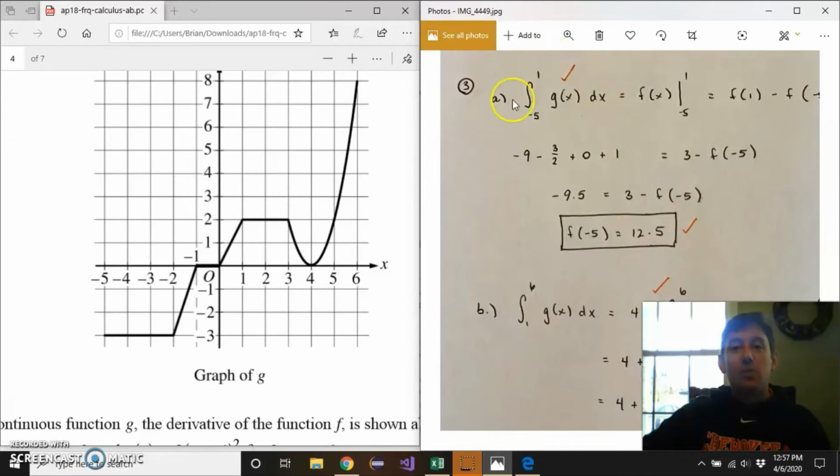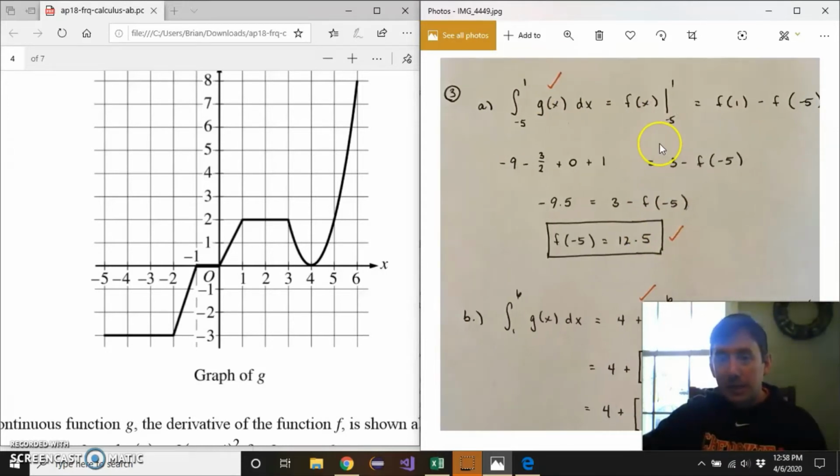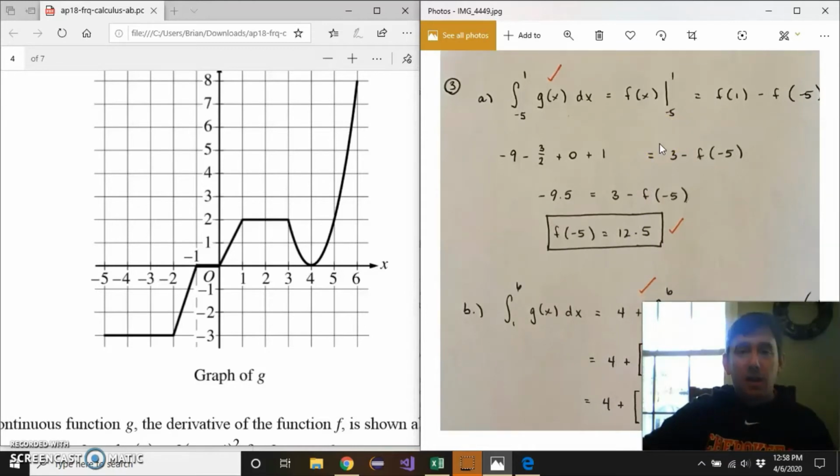Okay? So that integral is worth 1 point, this answer is worth 1 point, and whatever work you show to get from here to here is fine with me. It's probably going to look exactly like this, but whatever. So that's part A. Cool?